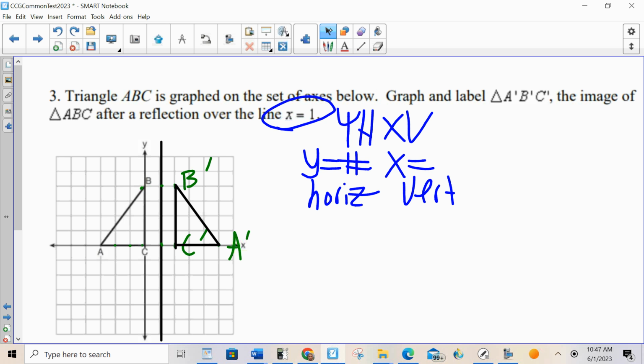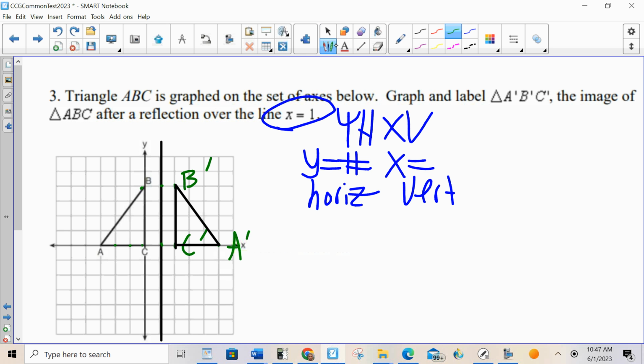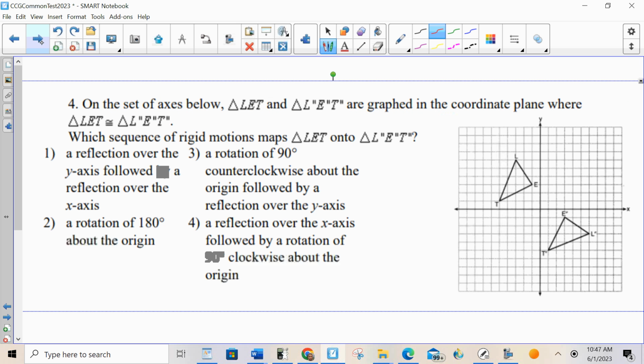The one rule I'd like you to have memorized, I don't think I put it on the test here, no, but if you're reflecting over y equals x, well, y equals x is y comma x. You're just switching the coordinates. That's really the only rule I want you to have memorized for reflections in case you need to do it.